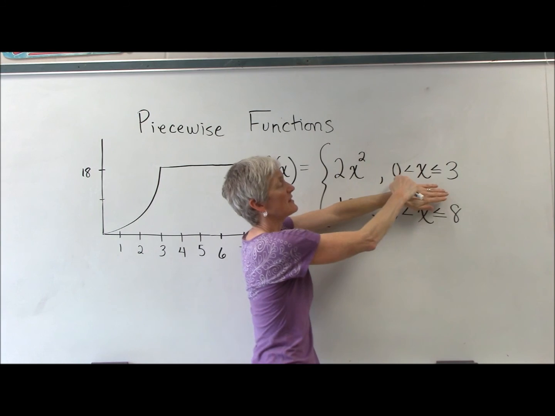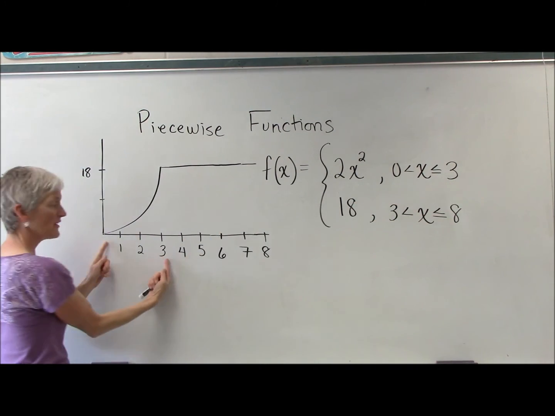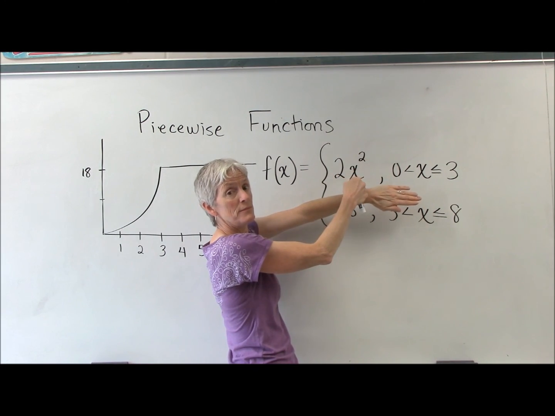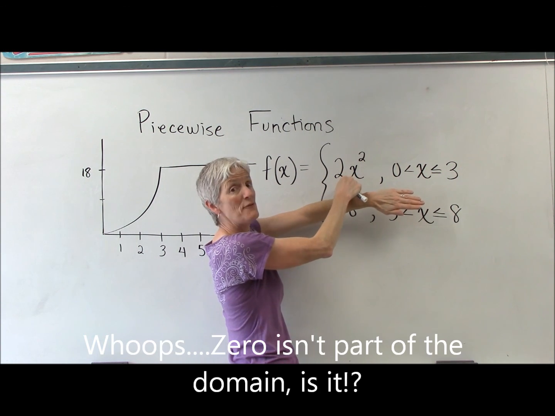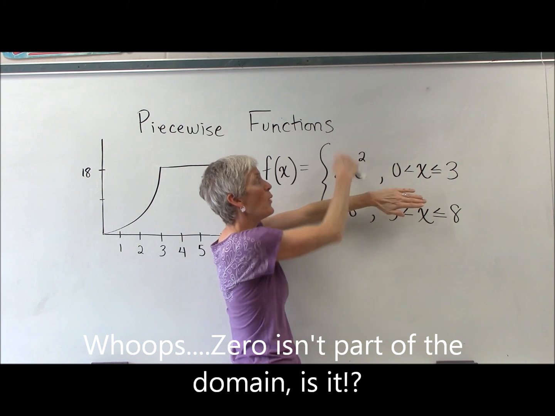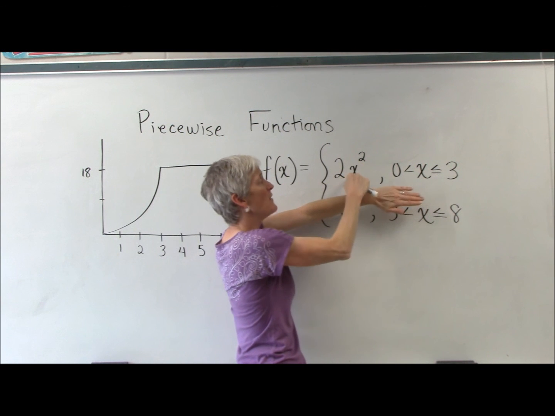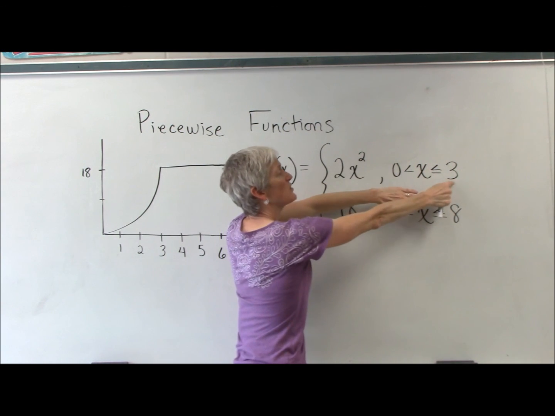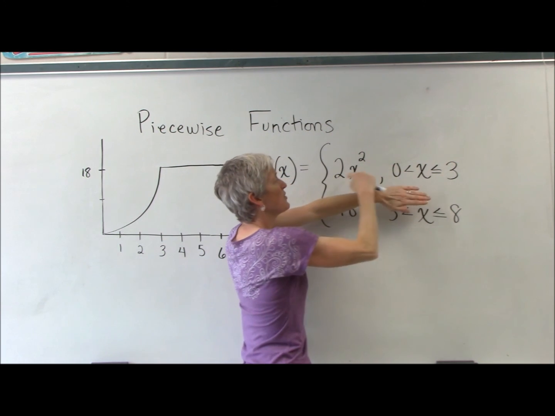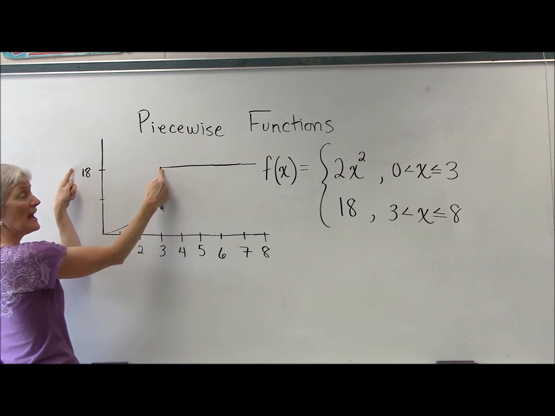So this basically says, for all of the x values from 0 to 3, I'm on this equation. So when x is 0, I find my y by plugging 0 into this equation. When x is 1, I find my y by plugging in 1 for x into this equation. When x is 2.5, I'm still on this piece. When x is 3, I'm still on this piece. Right? Let's try it. When x is 3, 2 times 3 squared, well, that's 18. When x is 3, my y value is 18.